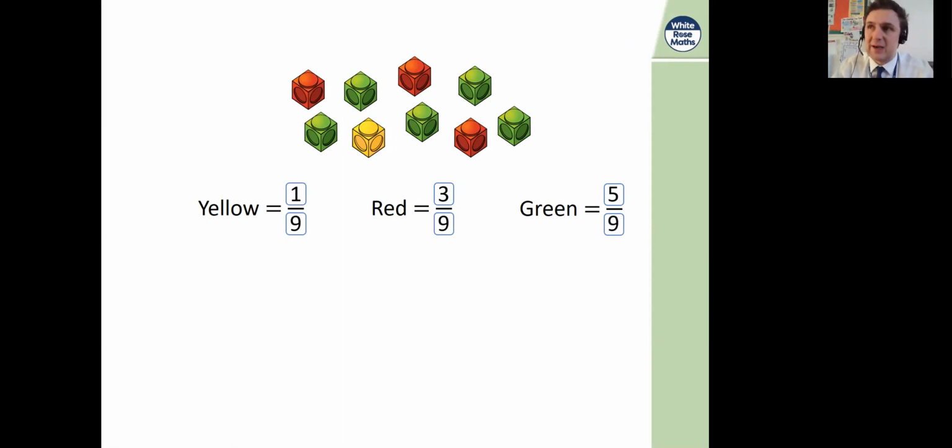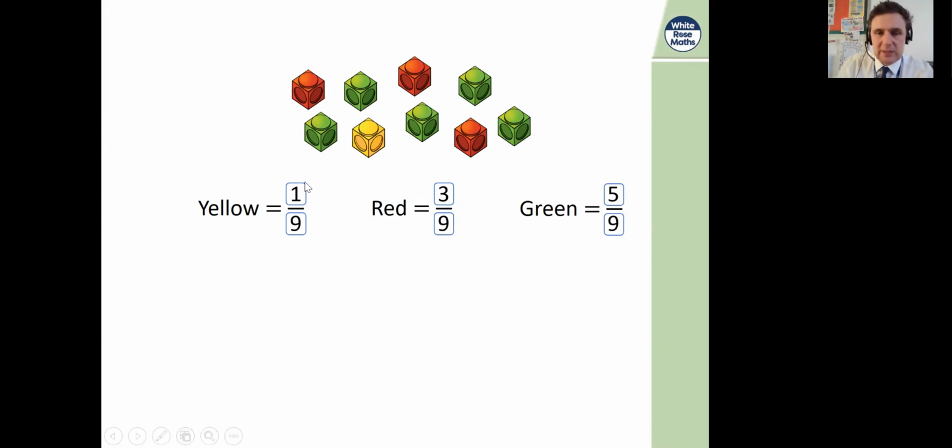Now, I've been saying 5 out of because that's a perfectly fine way to look at fractions, but what you might want to call them is ninths. Like we had fifths before, these are ninths. We also have sixths and sevenths and eighths. But here we have ninths. We have 1 ninth is yellow, 3 ninths are red, 5 ninths are green.